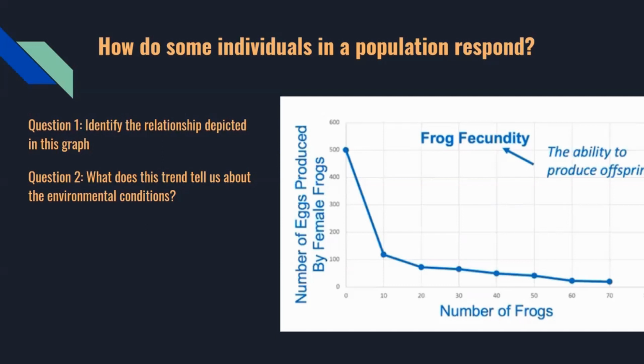One thing you should have noticed is that as there are more frogs in the environment, the female frogs will actually produce less eggs to compensate. If the frog population gets too large, there will be a lack of resources.